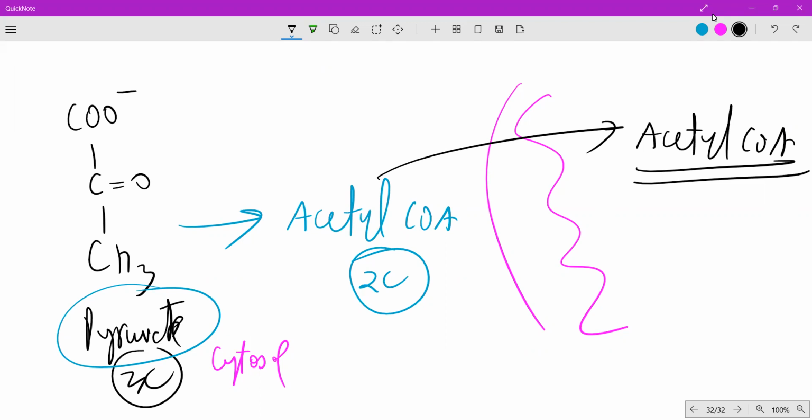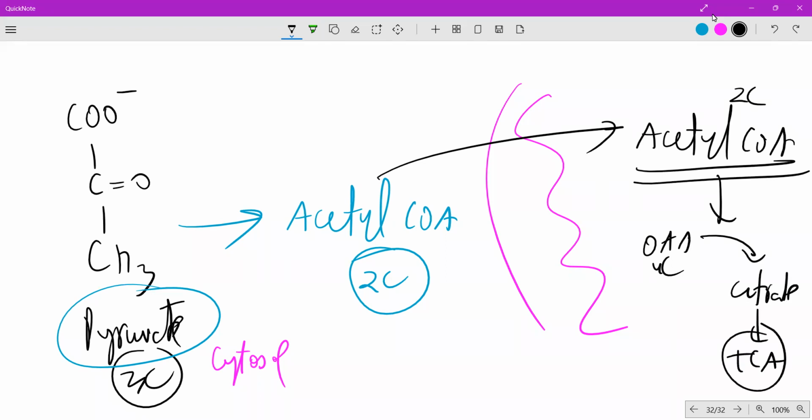And now this acetyl CoA, when it enters mitochondria, combines with oxaloacetic acid, which is a 4-carbon compound. This is a 2-carbon compound, and we get citrate. And that is how the TCA cycle begins. Citric acid cycle. Right or wrong? Yes, sir. Wrong.